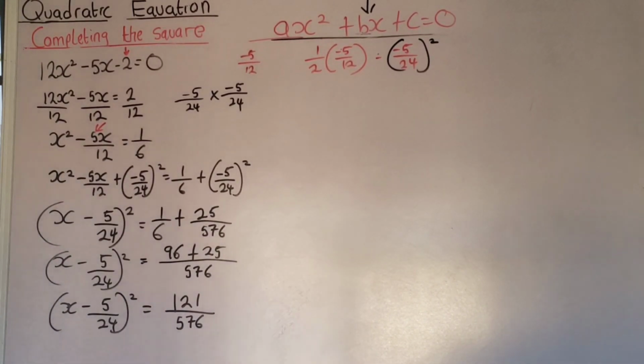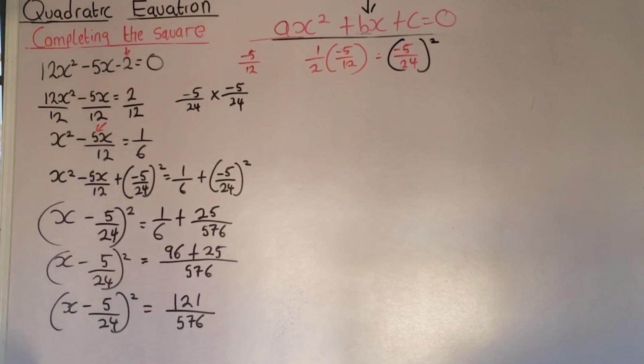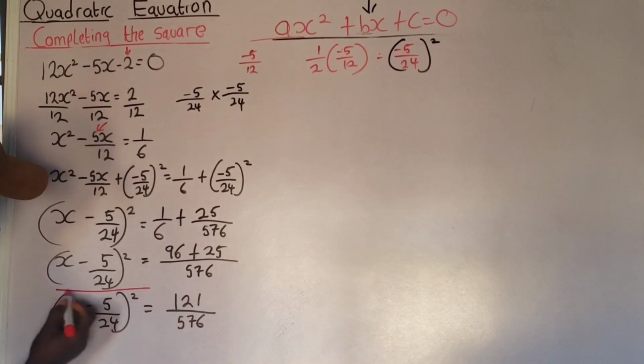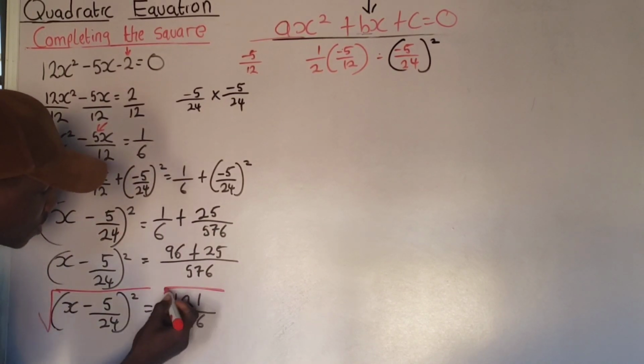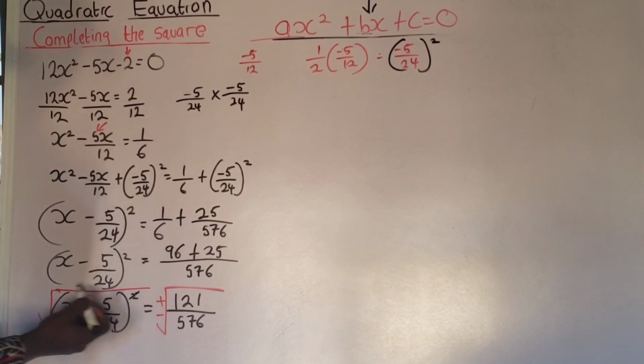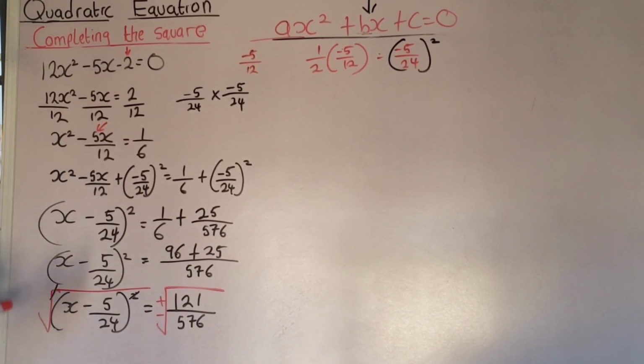Okay, now from this point we can take the square root of both sides, and the reason why we want to take the square root of both sides is that we want to eliminate the square at the left hand side of the equation. You understand? So here I'm going to have the square root of this and the square root of this. Now this square will be cancelled by this square. You understand? So I'm left with what?